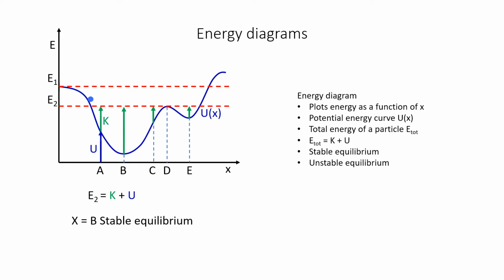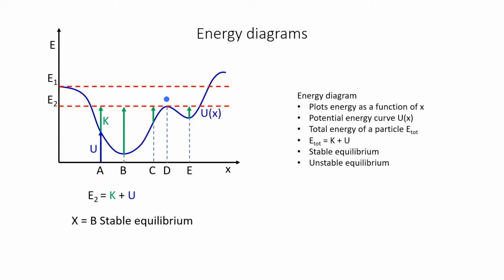Now let's consider a particle that has a lower total energy E2. It could start just to the left of point A, where the potential energy would be the total energy, and then if it moved to the right, it would be speeding up as it goes right. It'd be going a little bit faster at point A. At point B, it would be going the fastest it could go. At point C, it's slowing down again.